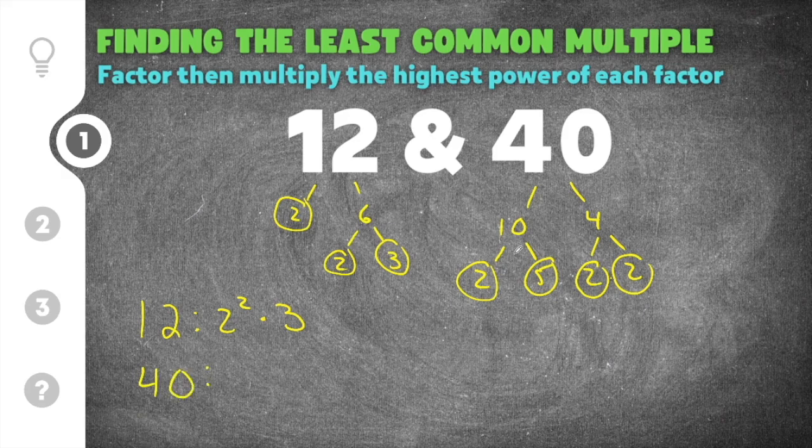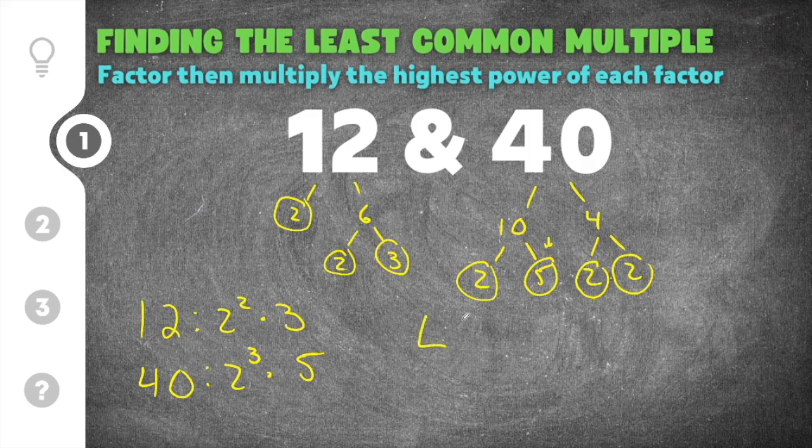Our first prime factor is 2. We have 2 times 2 times 2. Well, 2 times 2 times 2 is 2 to the third power, and that's going to be multiplied times 5, because we also have a 5 as a prime factor. So now I have 12 written out as 2 to the second times 3, and 40 written out as 2 to the third times 5. We have our numbers written out in prime factorization, and the factors written in exponential form.